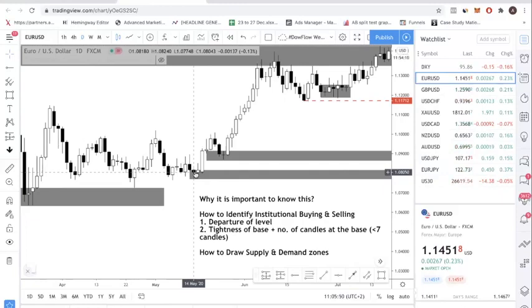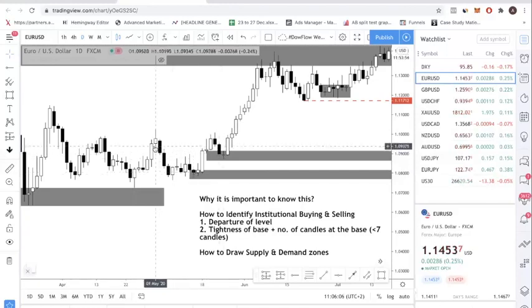Okay, so this is how you find it. Number 1, you look at the departure. Number 2, you look at the tightness of the base. And when you're looking at a base, you want to make sure that there are not more than 6 candles at the base, okay? Because you do not want to see a fight. You do not want to see a tough fight within the level.